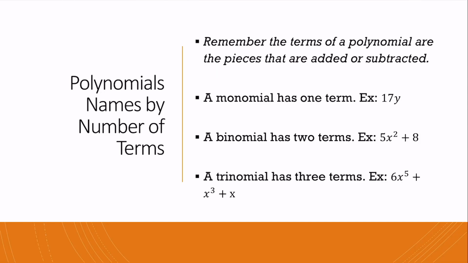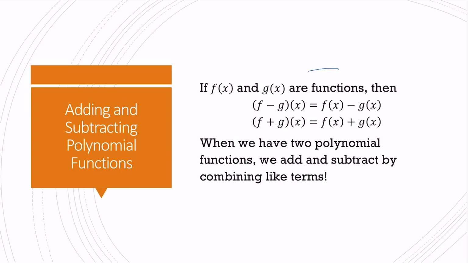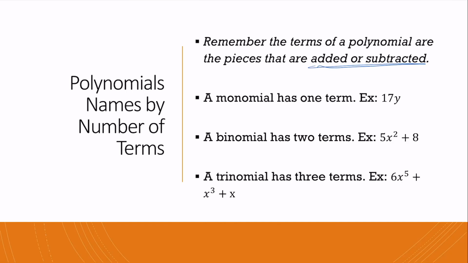Polynomials can be named specially by the number of terms that they have. Remember that the terms are the pieces that are added together or subtracted together. So a monomial, mono, meaning one, has one term. A binomial, like bicycle, or we as humans are bipedal, we walk on 2 feet, would have 2. And a trinomial, like a tricycle or a tripod for a camera, has 3. 1, 2, 3.